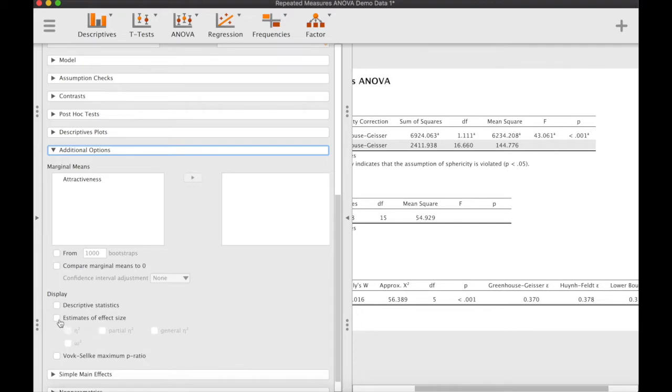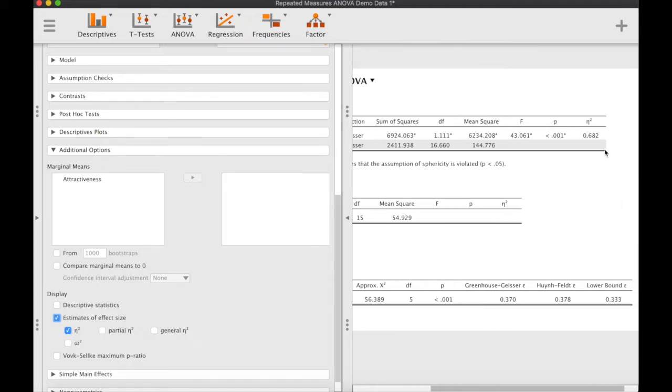Let's click on estimates of effect size. We will use what is the default, which is eta squared, and our eta squared output is 0.682. So what you can say about this is that, converting this into a percentage, 68.2% of the variation in social desirability ratings can be explained by the variation in the level of attractiveness. Okay.